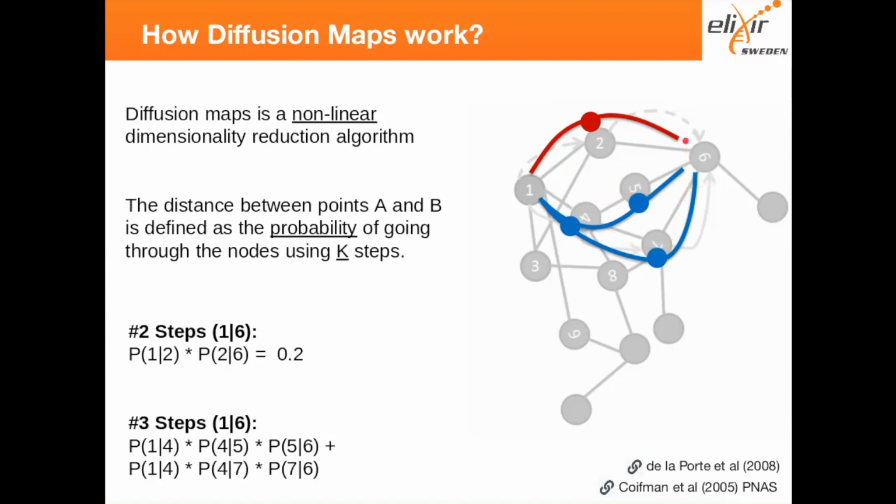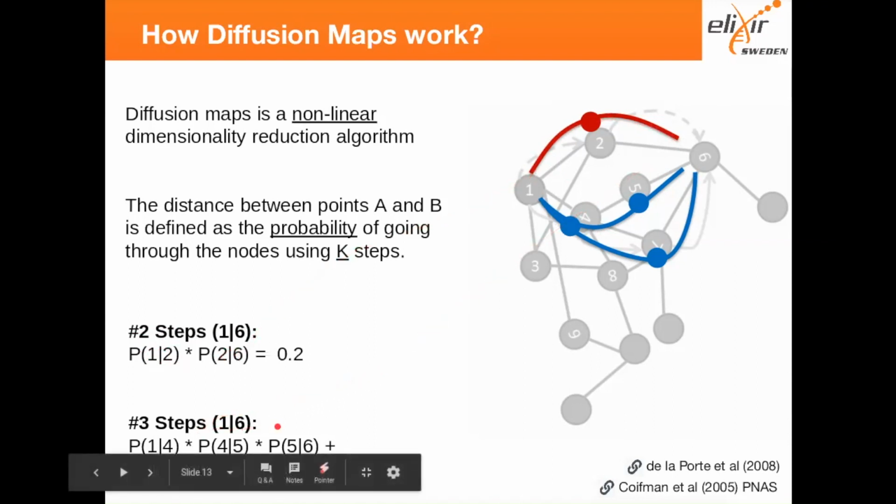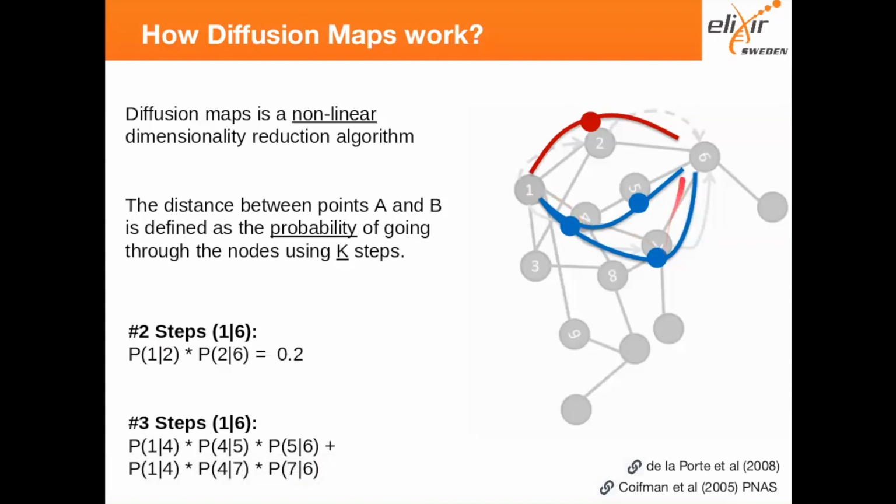3 steps. So the probability of going from point 1 to 6 using only 2 steps is the probability of going 1 to 2, and the probability of going 2 to 6, which is this path here. And from 1 to 6 using 3 steps is the probability of going 1 to 4, 4 to 5, 5 to 6, and the probability of going 1 to 5, to 7, and then to 6. So this is what is being measured.